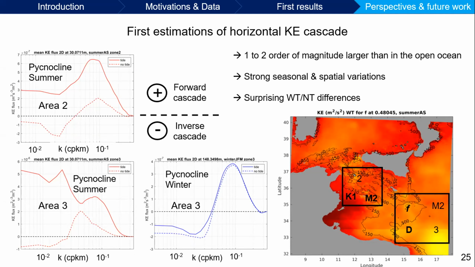So I will not go deep into the details because we are still investigating, trying to understand those results. But what we identified for now is that for every region, the fluxes are 1 to 2 orders of magnitude larger than in the open ocean, for example, in Eddy et al. We see really strong seasonal and spatial variation of the fluxes in the area. And sometimes we are surprised with tide, no tide differences. So we are actively working on that, and we are trying to understand those differences.